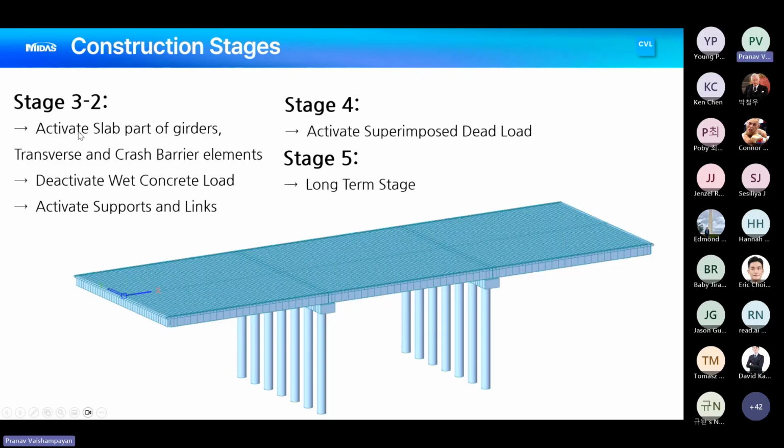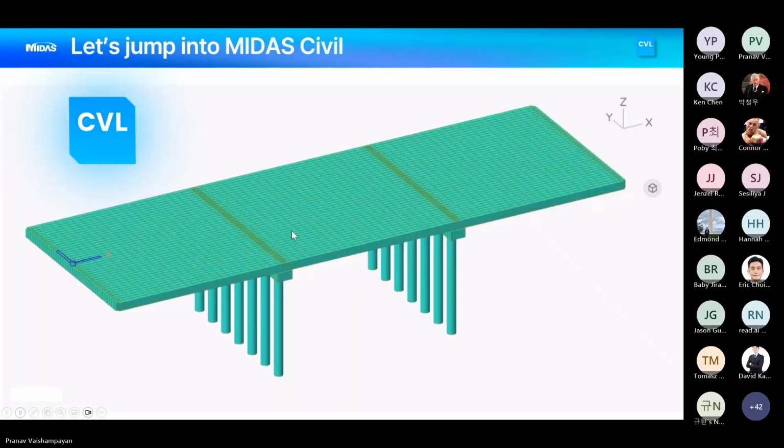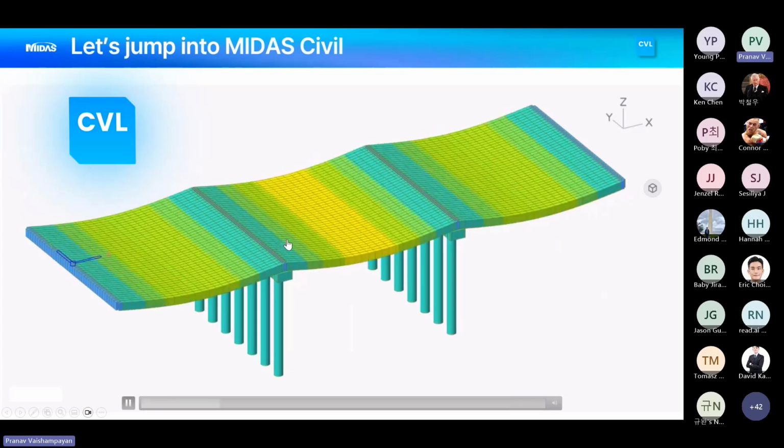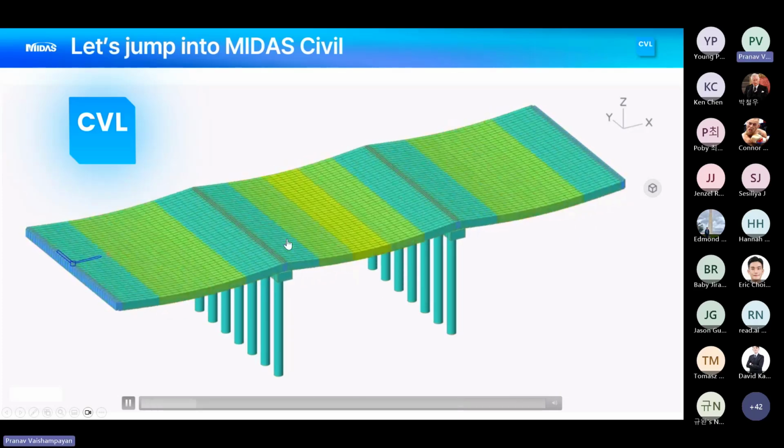Stage 3-2, we are going to activate the slab, and once the slab is activated, then we have to deactivate the wet concrete. Stage 4 is activating SIDL loads such as median, crash barrier, and so on. And stage 5 is a long-term stage, which will be the lifespan of our structure, 50 years, 100 years, whatever we input. Okay, so this is what we're going to model. So let's begin with the software.